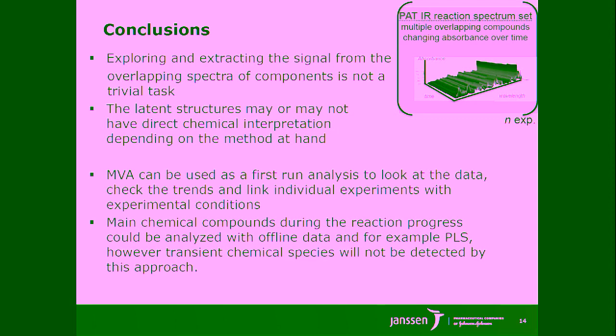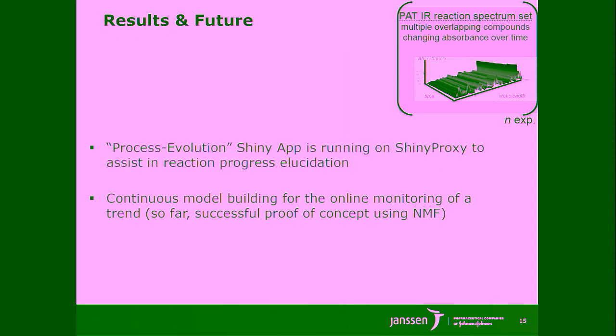Multivariate analysis can be used as a first run analysis to look at the data, but we would also be interested in the future to look at fleeting chemical species, intermediates, which we cannot see by typical techniques like PLS, because they will collapse back or form the product. This, from a chemistry perspective, to understand the reaction would really be a bonus, but that's for the future.